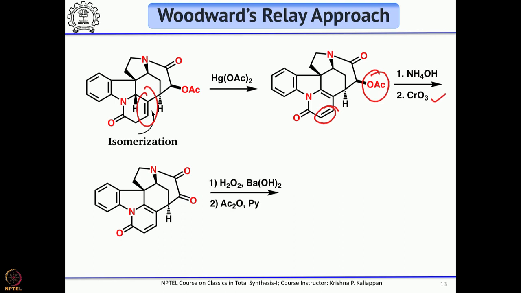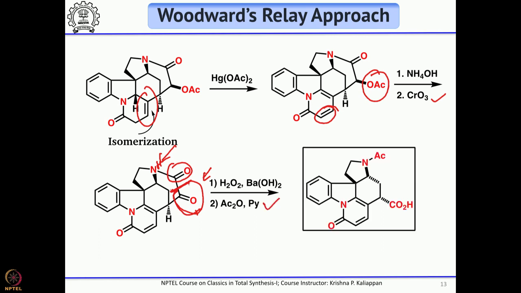This upon treatment with H2O2, as you know, it can undergo Baeyer-Villiger oxidation here. Baeyer-Villiger oxidation followed by hydrolysis, this becomes the corresponding carboxylic acid, and this undergoes decarboxylation, and then you get the corresponding NH. So this much happens in the first step, that is hydrogen peroxide, Baeyer-Villiger oxidation and hydrolysis, this becomes carboxylic acid and this becomes NH. That NH is acetylated to get this carboxylic acid.